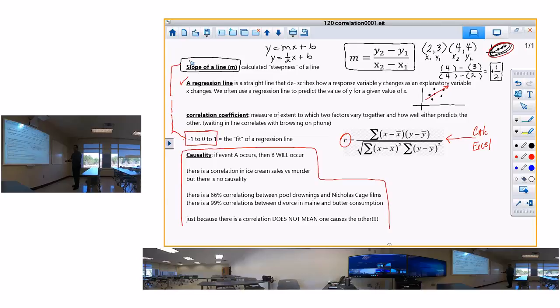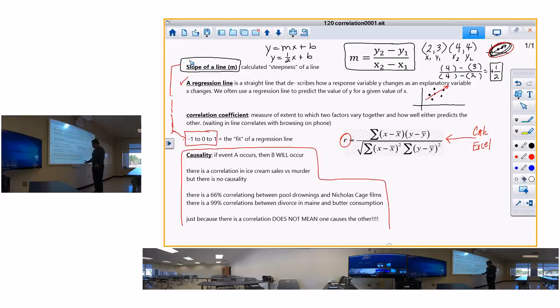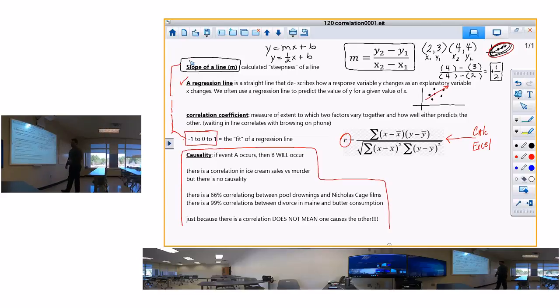There is causality there. But there was a study that found a 66% correlation between pool drownings and Nicolas Cage films, which, I'm not a Nicolas Cage fan, but there's a correlation. But is there causality? Well, some people would say there is, but there's not. Just like there is a 99% correlation between divorce in Maine and the butter consumption in Maine. You can put a correlation to any two events, but the causality is, does one event cause the other?